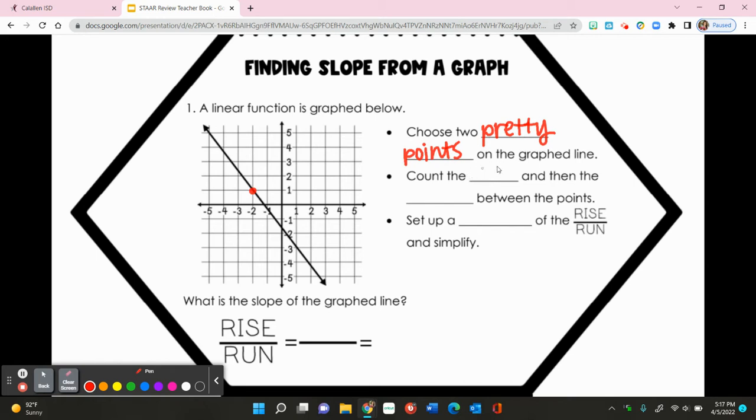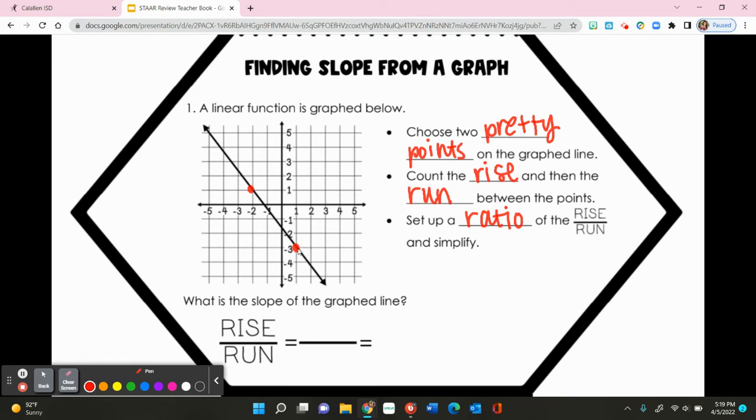After we have identified our 2 pretty points, we're going to count the rise and then the run between the 2 points. And then we're going to set up a ratio of the rise over run, and then we will simplify. So we have already identified our first pretty point, so we need to identify a second pretty point. So the second pretty point I see is going to be at 1, -3.